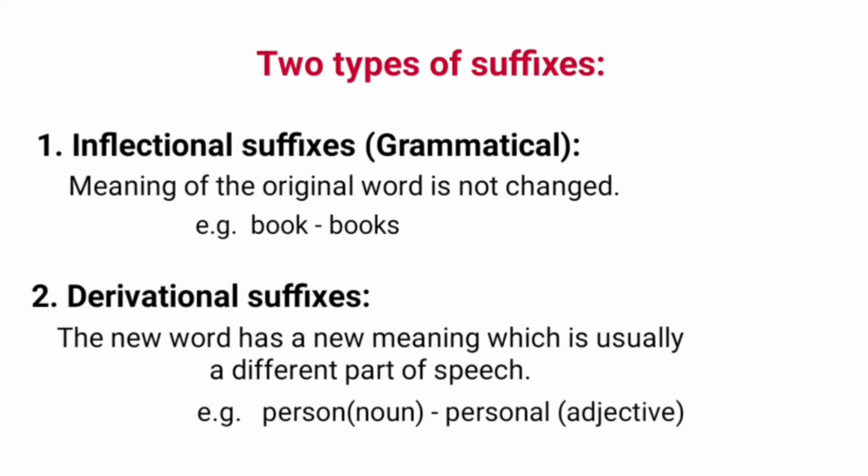First is inflectional suffixes, which are grammatical. Here, the meaning of the original word is not changed. For example, book becomes books, which is the same part of speech. Second type is derivational suffixes. Here, the new word has a new meaning, which is usually a different part of speech. For example, person, which is a noun, changes into personal, which is an adjective.